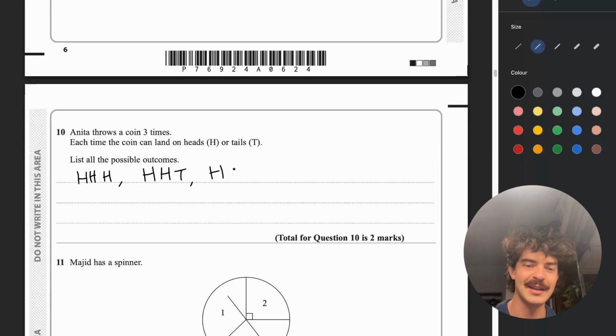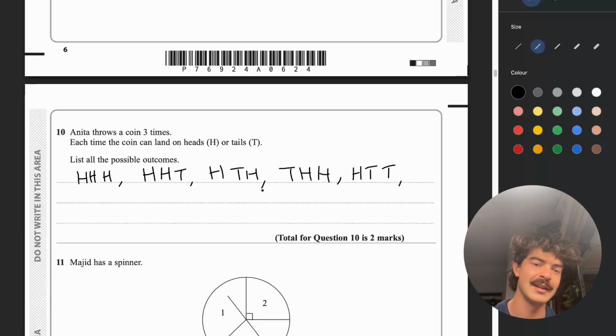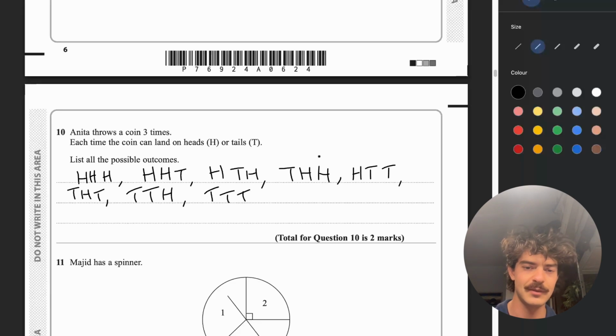The next one could be heads, tails, heads. The next could be tails, heads, heads. All right, we've run through all 3 of heads. We've run through everything where there's 2 heads. Now we want where there's only 1 head. So heads, tails, tails. We could then have tails, heads, tails. We could also have tails, tails, heads. And last but not least, we can get tails, tails, tails. 1, 2, 3, 4, 5, 6, 7, 8. Cool.